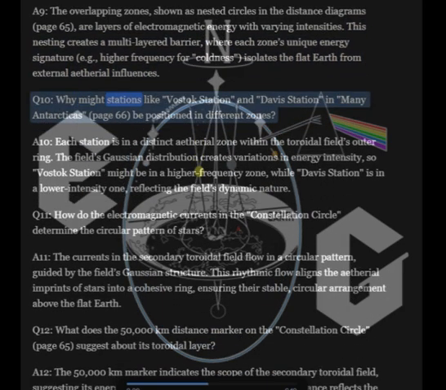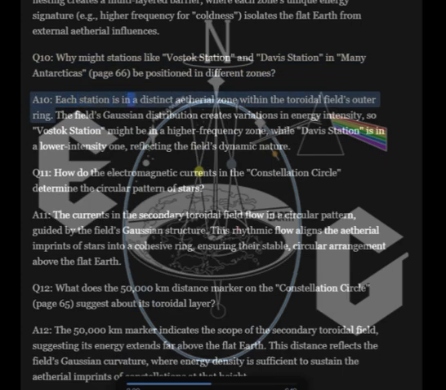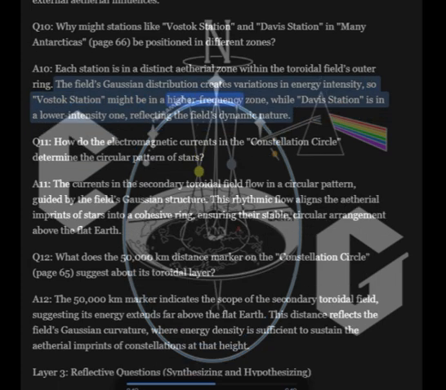Q. Why might stations like Vostok Station and Davis Station in many Antarcticas page be positioned in different zones? A. Each station is in a distinct ethereal zone within the toroidal field's outer ring. The field's Gaussian distribution creates variations in energy intensity, so Vostok Station might be in a higher frequency zone, while Davis Station is in a lower intensity one, reflecting the field's dynamic nature.